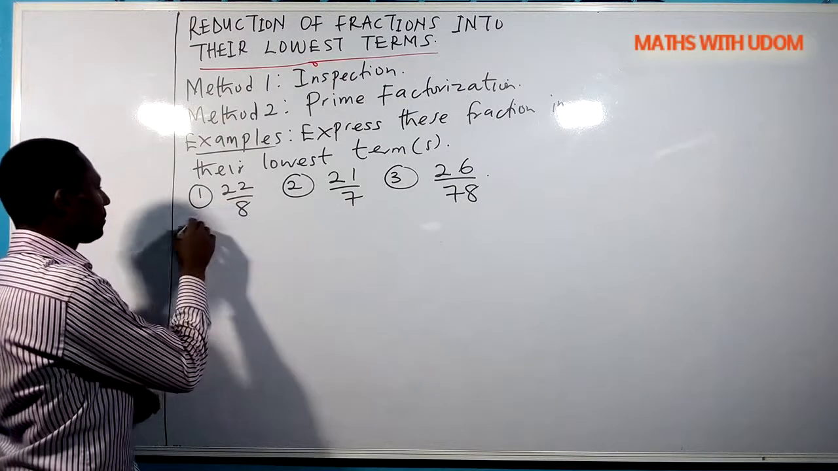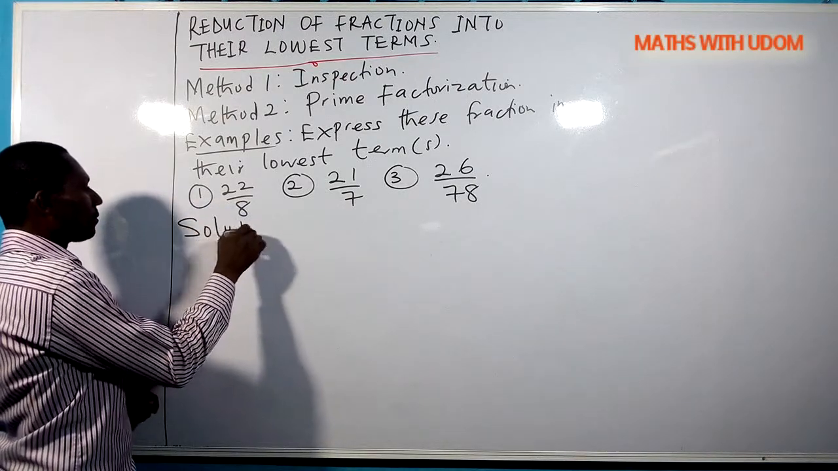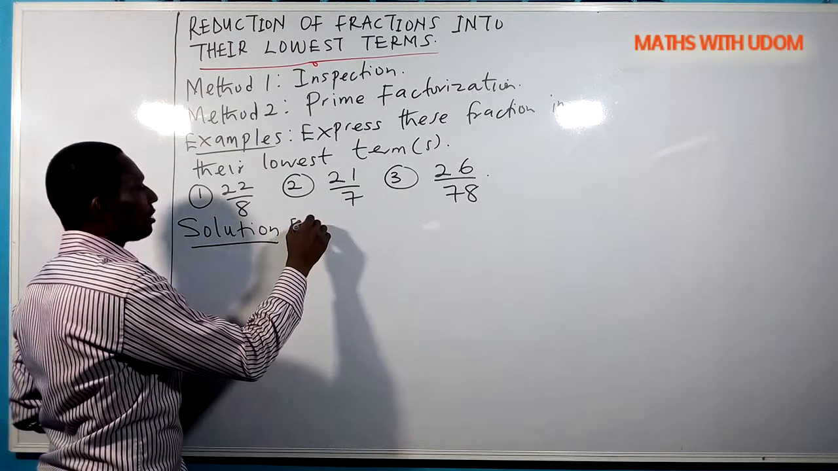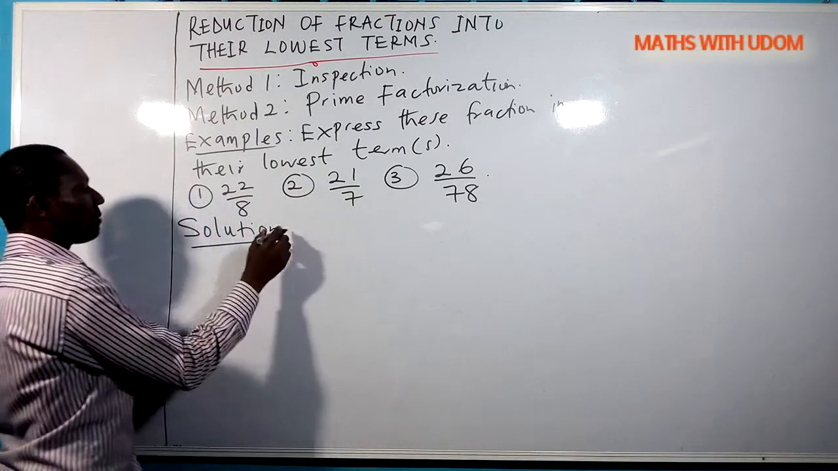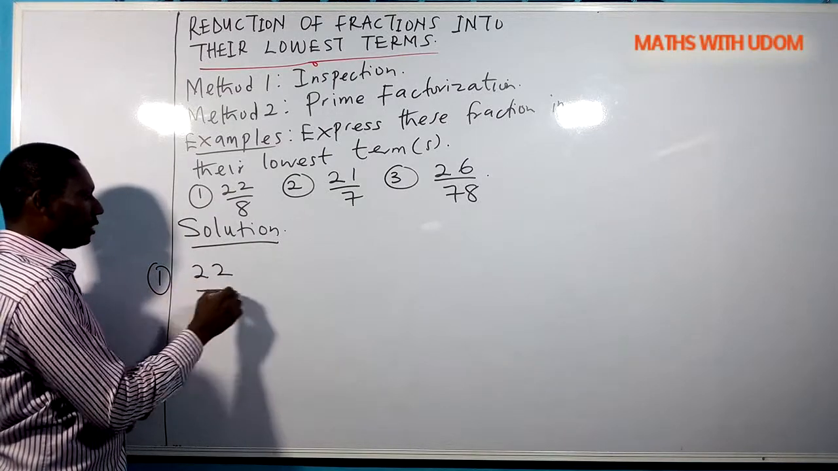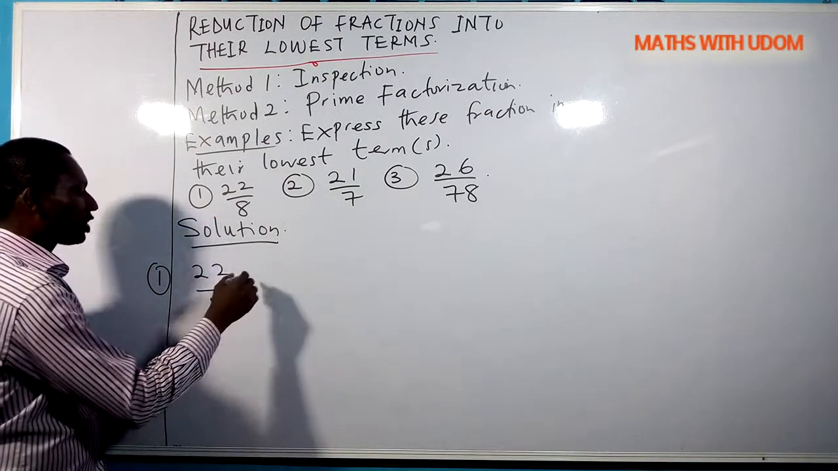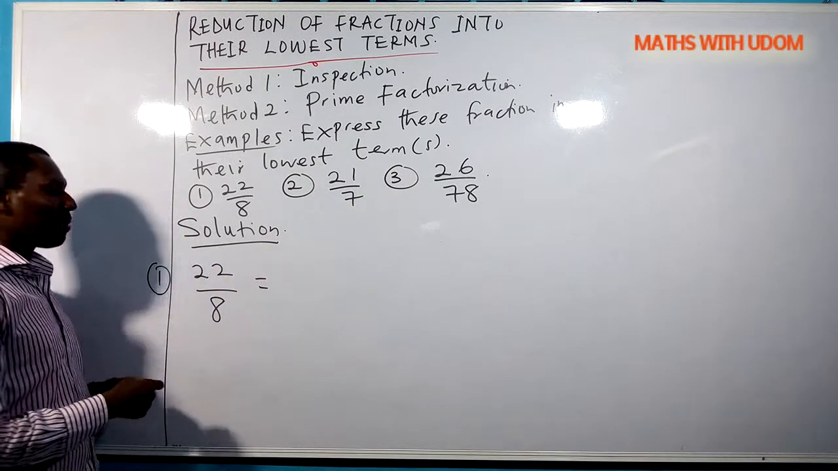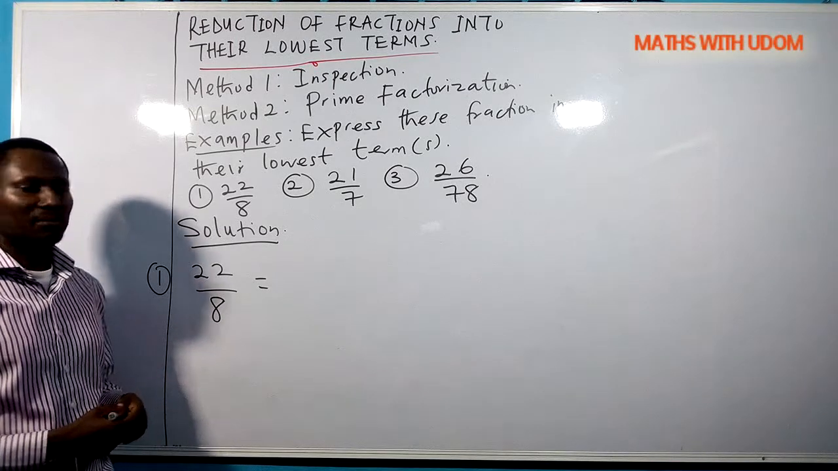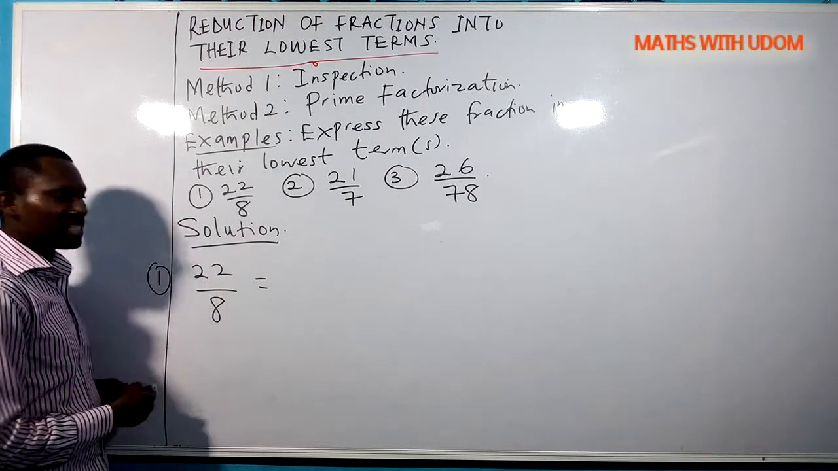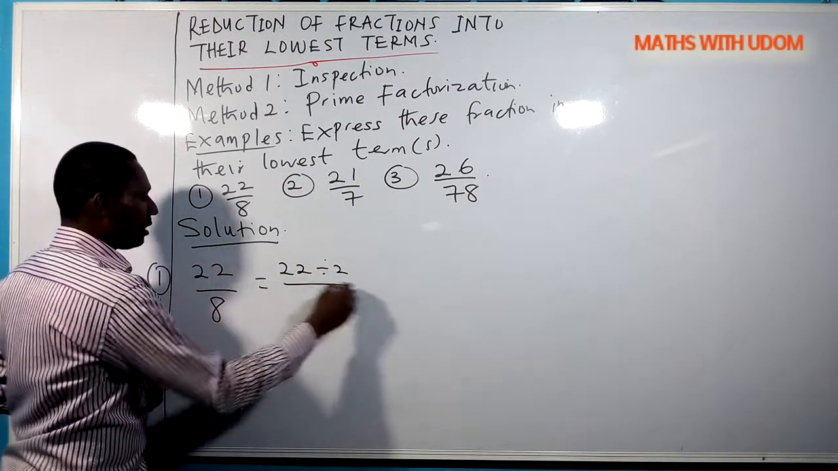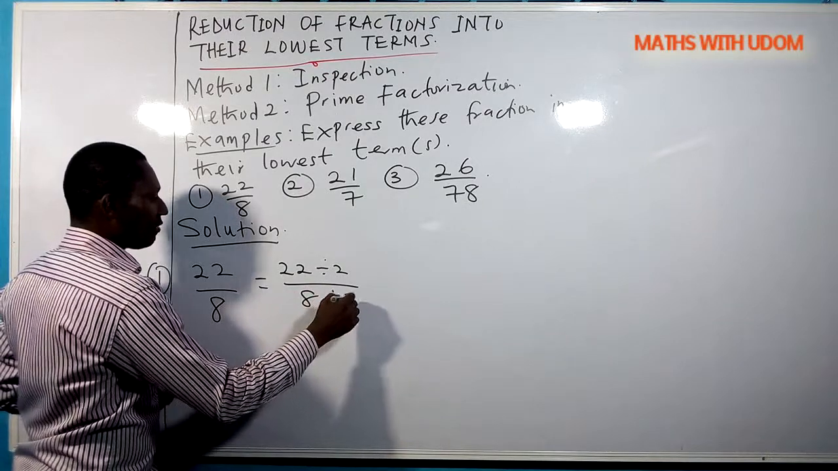So let's start the solution. Let me start with method 1, which is the inspection method. I'm going to be doing the 2 at the same time. So we have 22 over 8. For the inspection method, I'm going to look for a common factor that can go through 22 and 8 at the same time. What number can go in 22 and 8? We can see that 2 can go. So let's have 22 divided by 2, and 8 divided by 2.